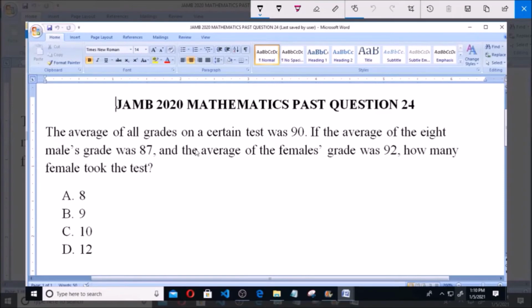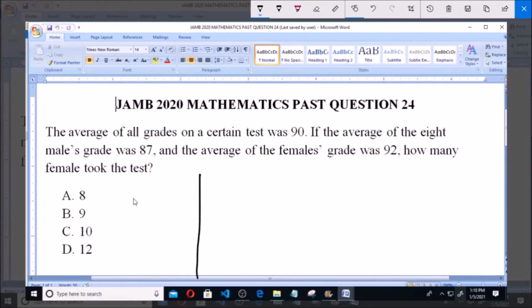The average of all grades of a certain test was 90. If the average of the 8 male students' grades was 87 and the average of the female grades was 92, how many females took the test? A. 8, B. 9, C. 10, and D. 12. Now, let's deal with the average of the male first.